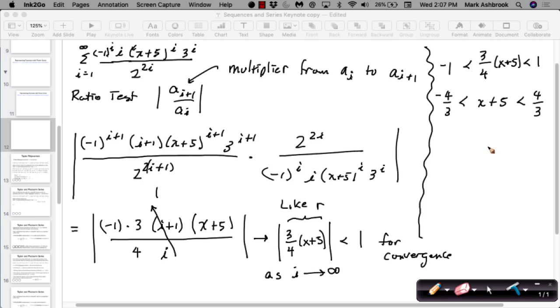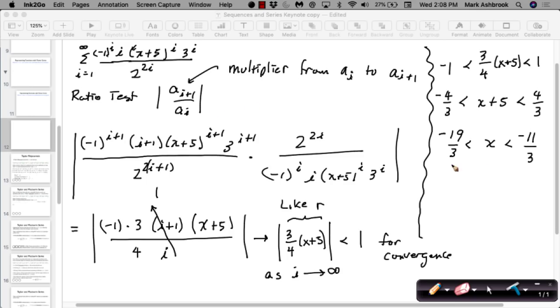And then subtract how many thirds? Subtract 15/3, is that right? So you get -19/3 less than x less than -11/3. So our interval is going to be from -19/3 to -11/3. We know for all x values in between those, for sure this thing will converge.